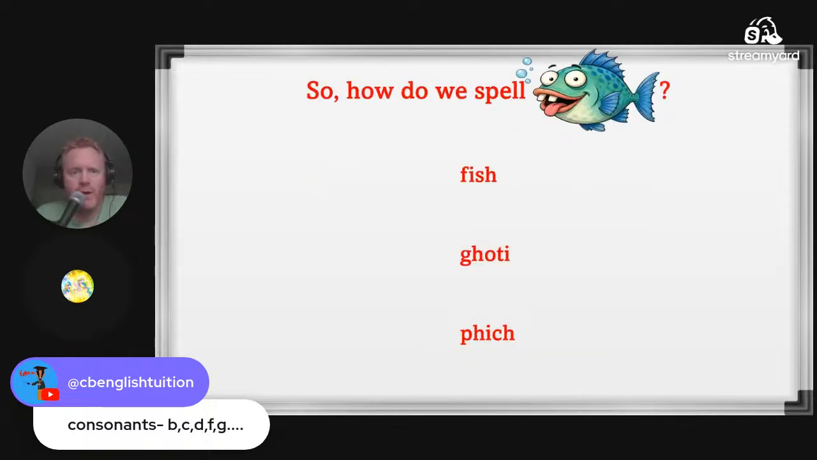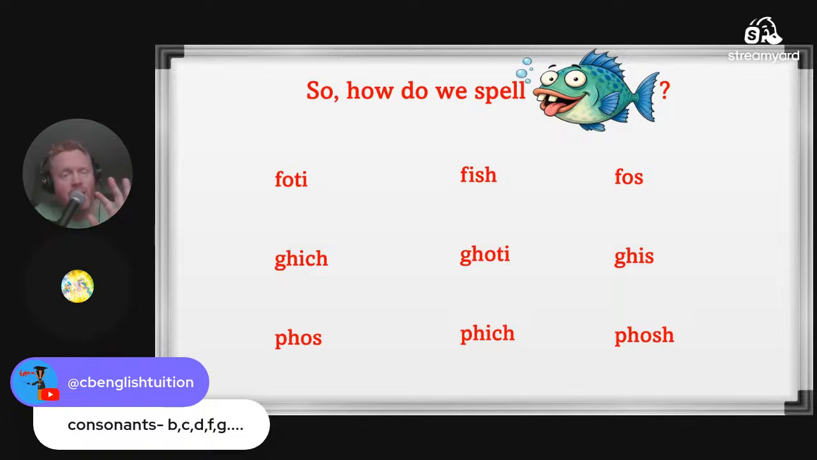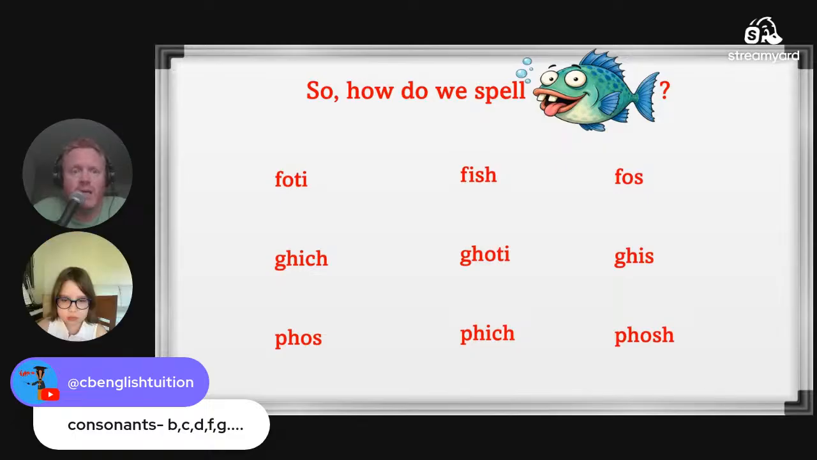I mean, look, how do we spell fish? We spell it F-I-S-H, but if you copy the other spellings, maybe you could spell it G-H-O-T-I. Maybe you could spell it P-H-I-S-H, or even F-O-T-I, or G-I-S-H, or P-H-O-S-H. We don't spell it like that, but that's just to show you that English spelling is strange, and sounds are represented by many different letters and letter combinations, and that's a big mess.